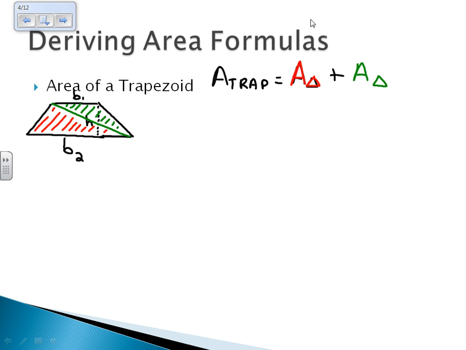So the area of the red one first. What's the formula for any triangle? Half base times the height. Is that better? So the area of the triangle is half. What's the base for my red triangle? B2. So it's half the base.